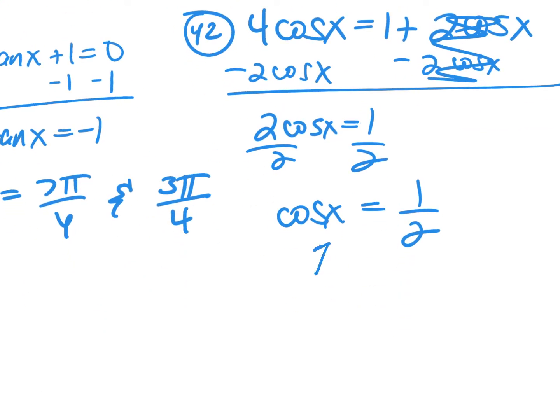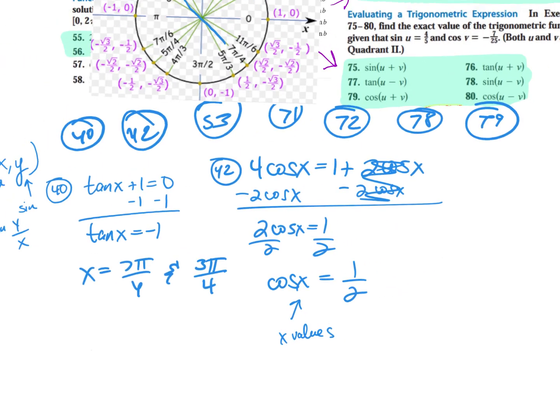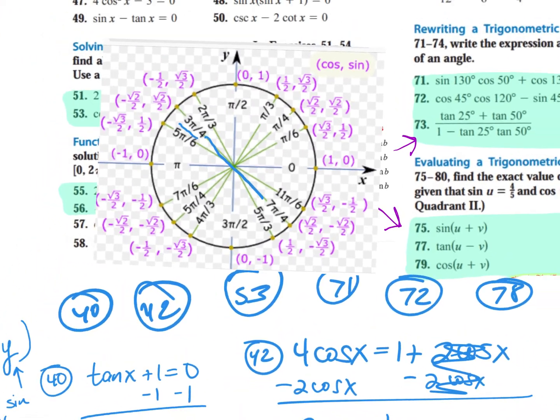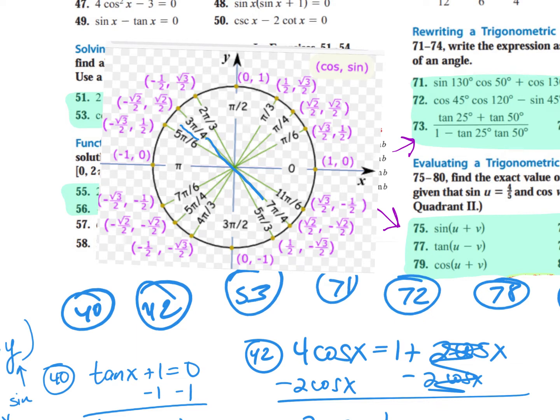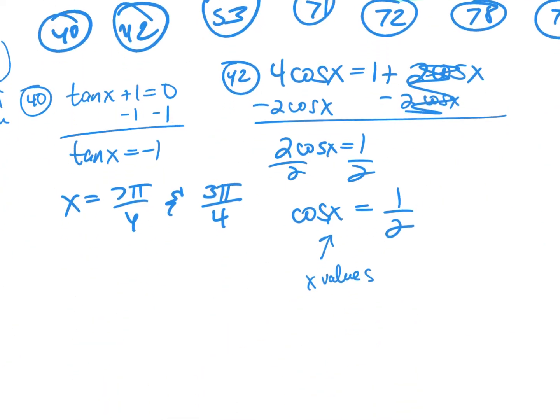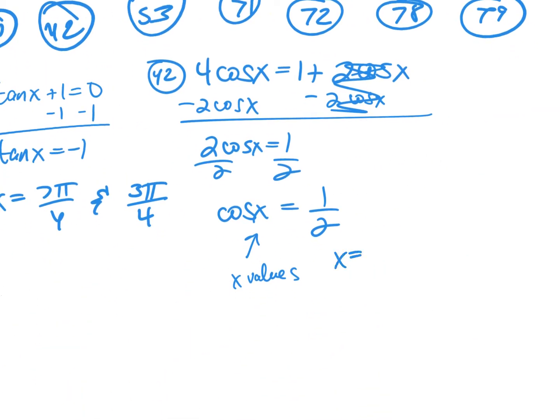X. I'm looking for X values. So where on your unit circle, guys, are the X values positive 1/2? Pi over 3 and 5 pi over 3. Perfect. So X equals here pi over 3 and 5 pi over 3. This is coming back to us a little bit. I know this wasn't the greatest thing you ever did in your entire life, but it's not horrible.